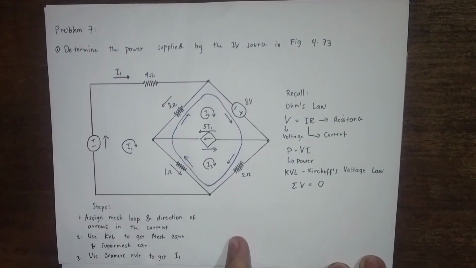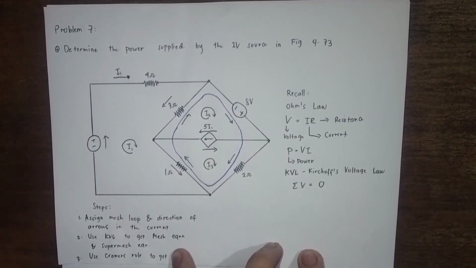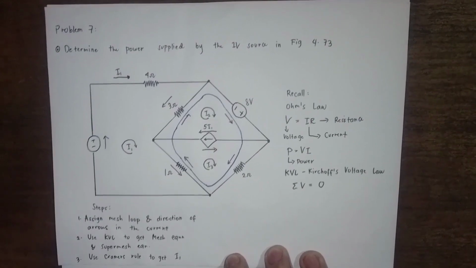So the steps I will do: first, assign mesh loops and the direction of the current arrows. Second, use KVL to get the mesh equation and the supermesh equation. Then lastly, use Cramer's rule to get I1, since I1 is what we are looking for.